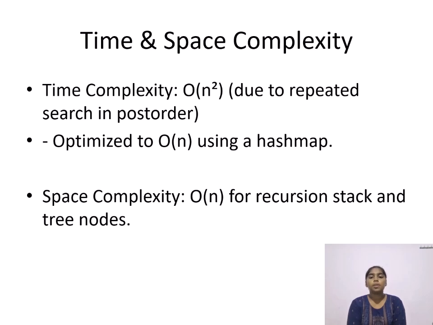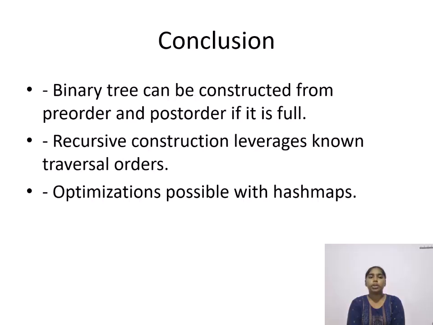Time and space complexity. Time complexity is quadratic due to repeated search in post-order. Optimize it to O(n) using a hash map. Space complexity is O(n) for the recursive stack and tree nodes.